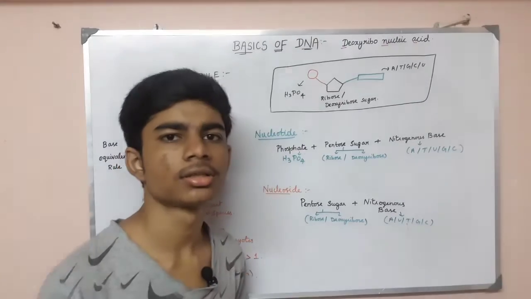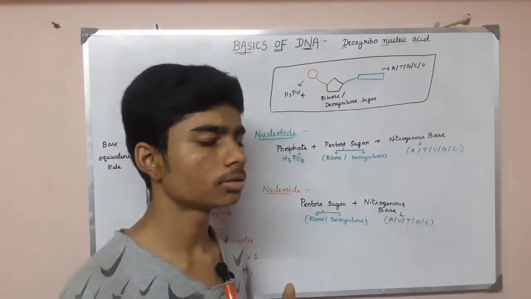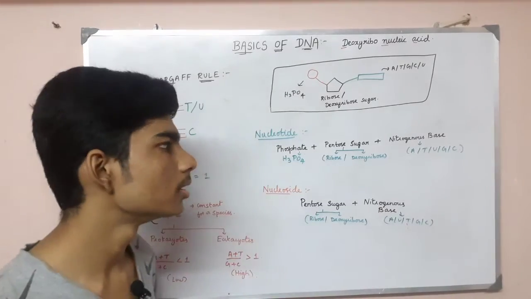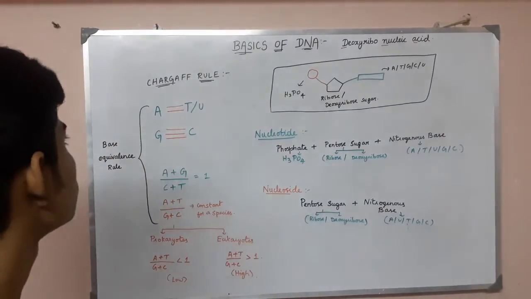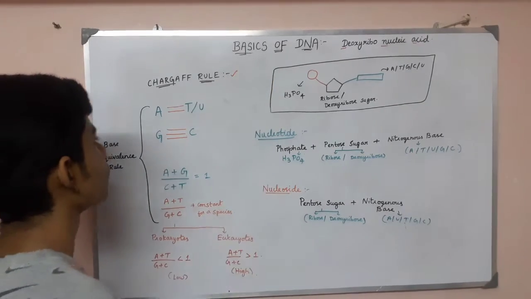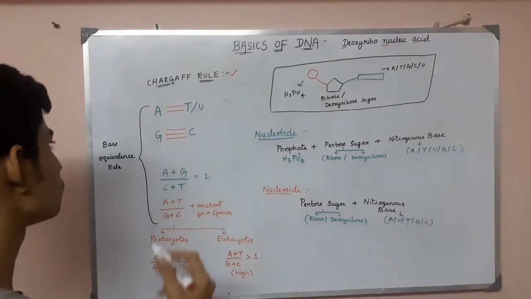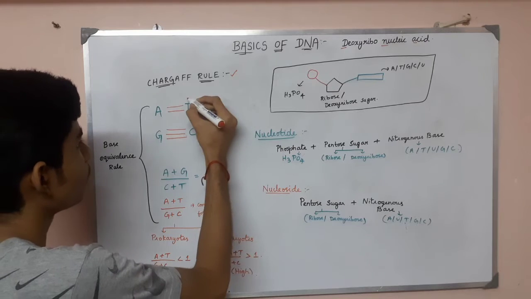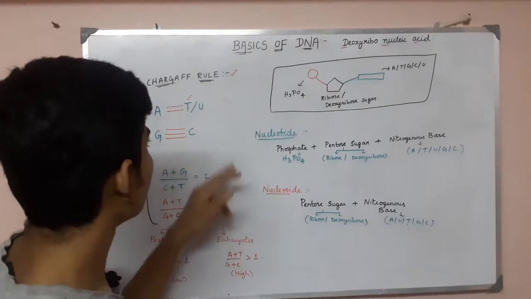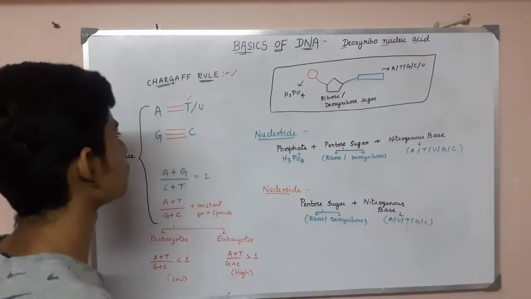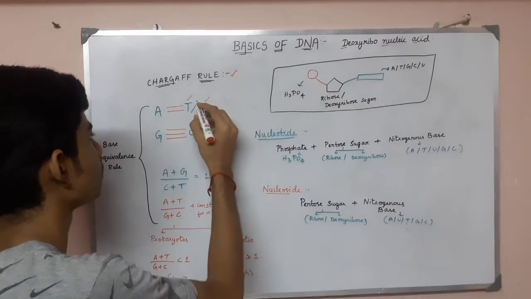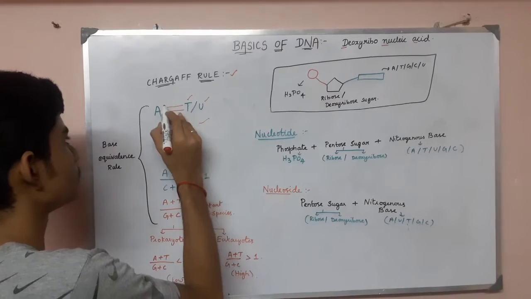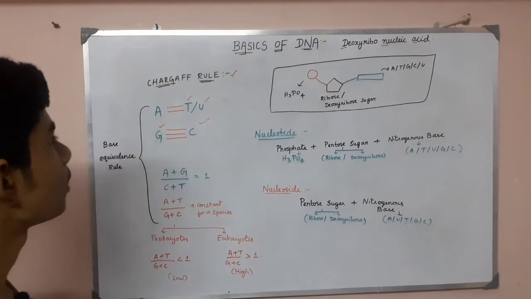As we have seen the detailed structure of nitrogenous bases, let us go step by step on how this DNA is formed, how this DNA structure will be. So the next important rule is Chargaff's rule. Erwin Chargaff said that the nitrogen base adenine will always bind with thymine or uracil. In DNA, adenine will always bind with thymine, but if it is RNA, adenine always binds with uracil. Okay, and guanine will always bind with cytosine. These two lines are known as hydrogen bonds.